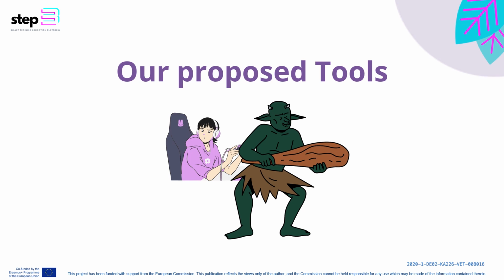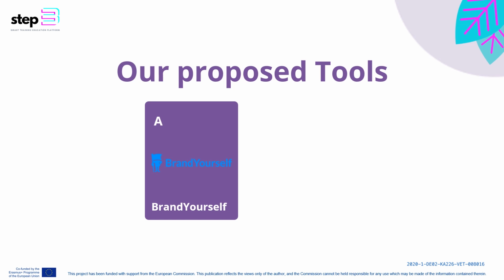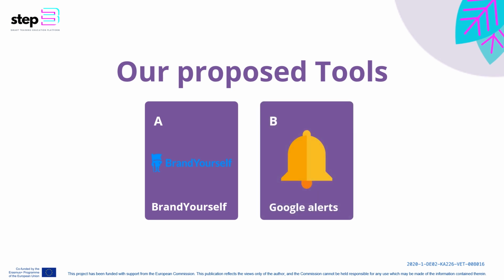This is why we propose two tools for both teachers and students to track their digital record and manage their digital identities. The first tool is Brand Yourself, which is exactly what was created for these sort of situations, and the second tool is Google Alerts, which is for news as well.